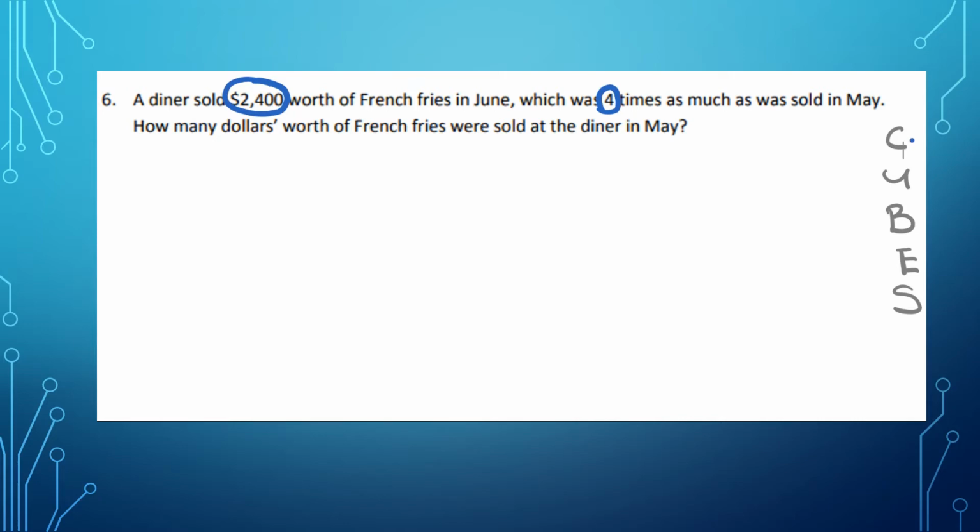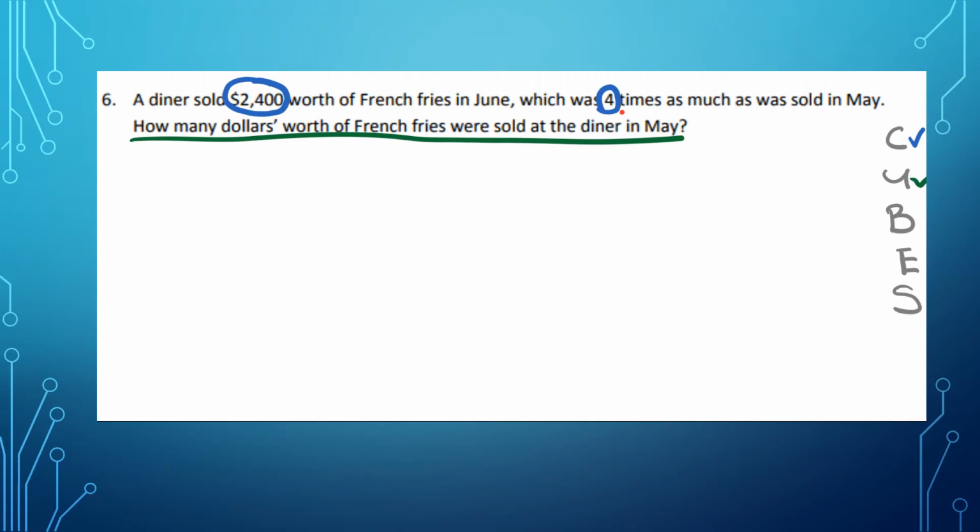So far I circled my numbers. The next step is to underline the question. How many dollars worth of French fries were sold at the diner in May? That's going to be important so that I know I answer the question that they're actually asking, and that I can use the words in the question when I restate for my answer. So I've underlined the question. We're going to box the action words like we've done in the other problems.